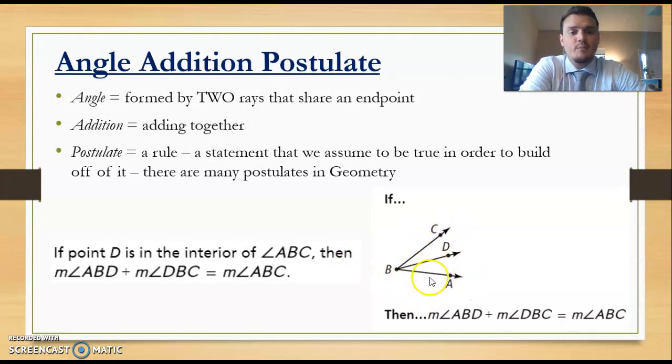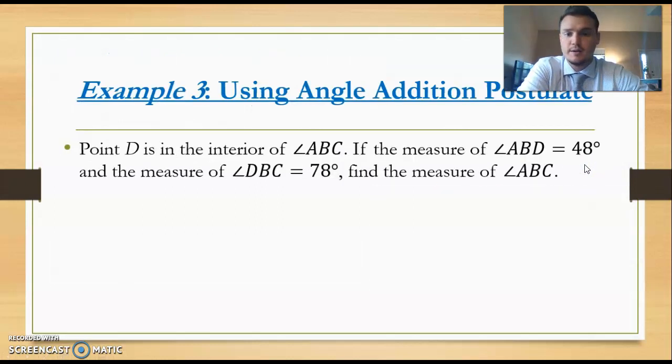Then with this diagram, we can actually say that this big angle ABC, the whole big angle ABC, or CBA if you want to call it that, is equal to these smaller angles ABD and CBD or DBC added together. So these two smaller angles added together will be equal to the whole big angle ABC. That's what the angle addition postulate says, so let's look at how it works.